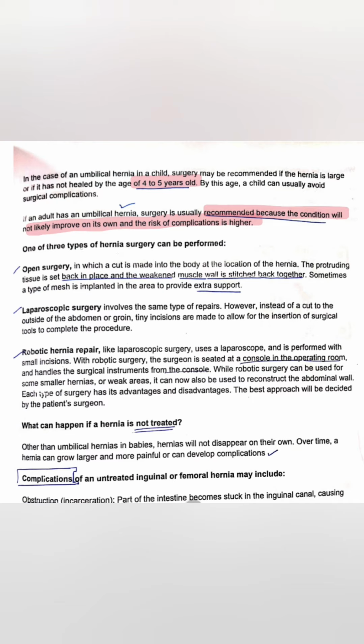One of three types of hernia surgery can be performed: open surgery, laparoscopic surgery, or robotic surgery. Robotic hernia repair is not very common in Pakistan. In open surgery, a cut is made into the body at the location of the hernia, the protruding tissue is sent back into place, and the weakened muscle wall is stitched back together. Sometimes a type of mesh is implanted in the area, which provides extra support.